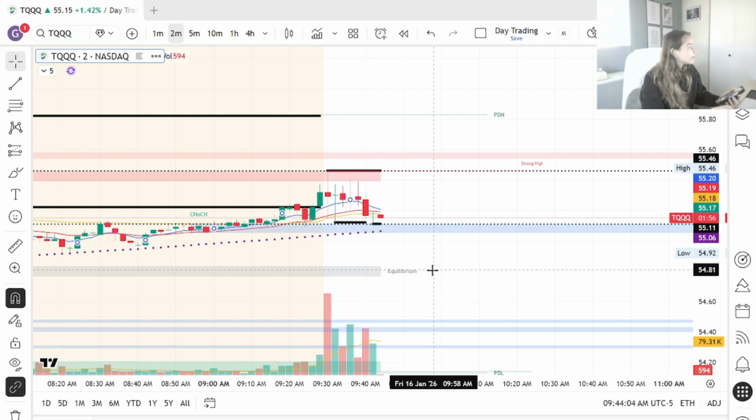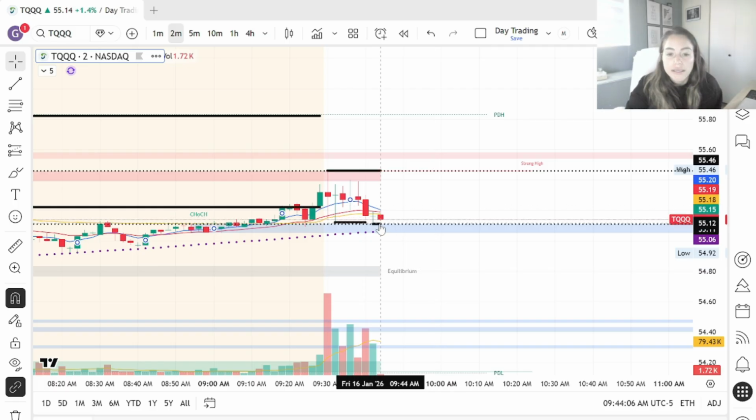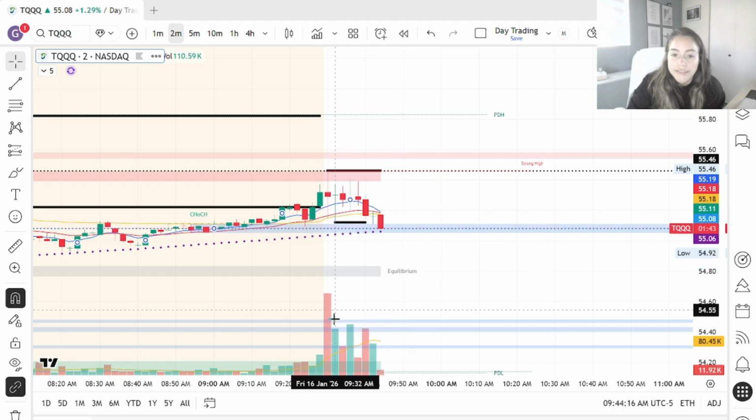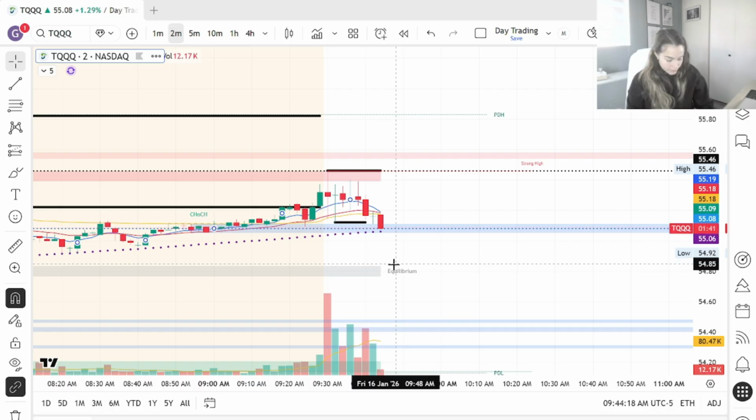Still waiting. All right. Shows a downtrend. Look, second candle just broke below or opened below our indicators. Just waiting.